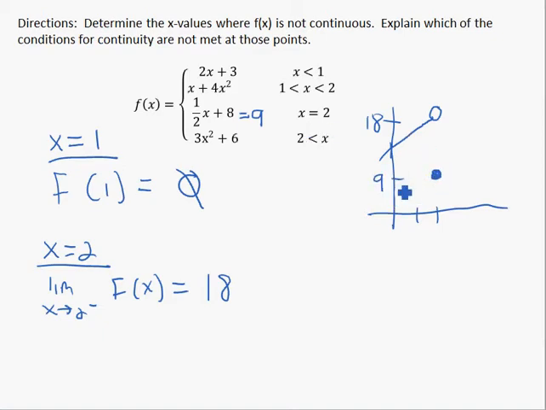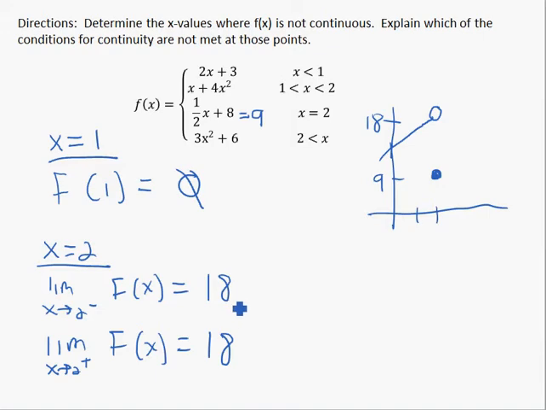But just to finish this up, we'll check the right-hand limit so we can write it more concisely. The right-hand limit of f(x) as x approaches 2 from the right: we're on this function here, 3x² + 6. 2 squared is 4, times 3 is 12, plus 6 is 18. So the left-hand limit equals the right-hand limit. That's good. But that limit, which is 18, does not equal the function value, 9.